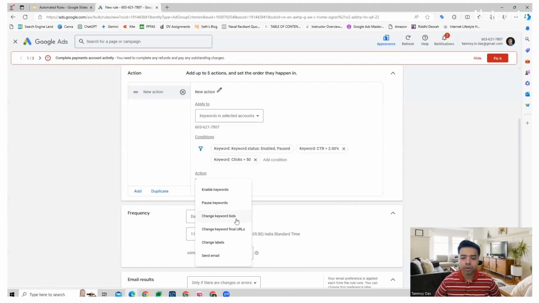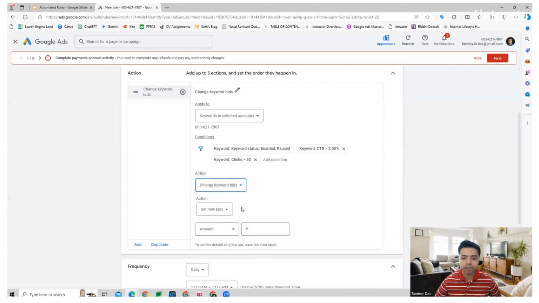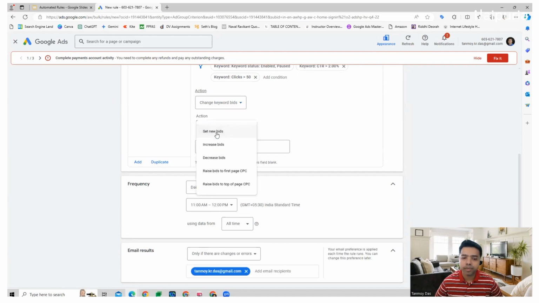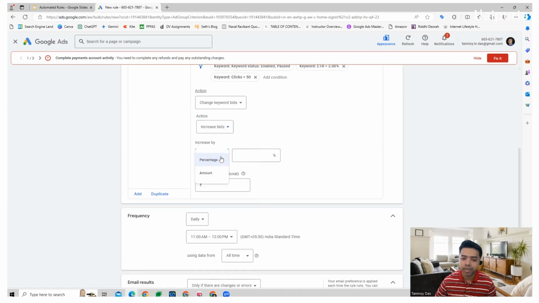So we'll take the action: we want to change the keyword bids. There are various options which you get, like setting a new bid, or increasing the bids by a certain percentage or an amount. Let's say we would like to increase the bids by 10%. However, this cannot be an unending process, right? We would like to increase the bid, but up to a certain limit. So you can set the upper limit also out here in this manner.